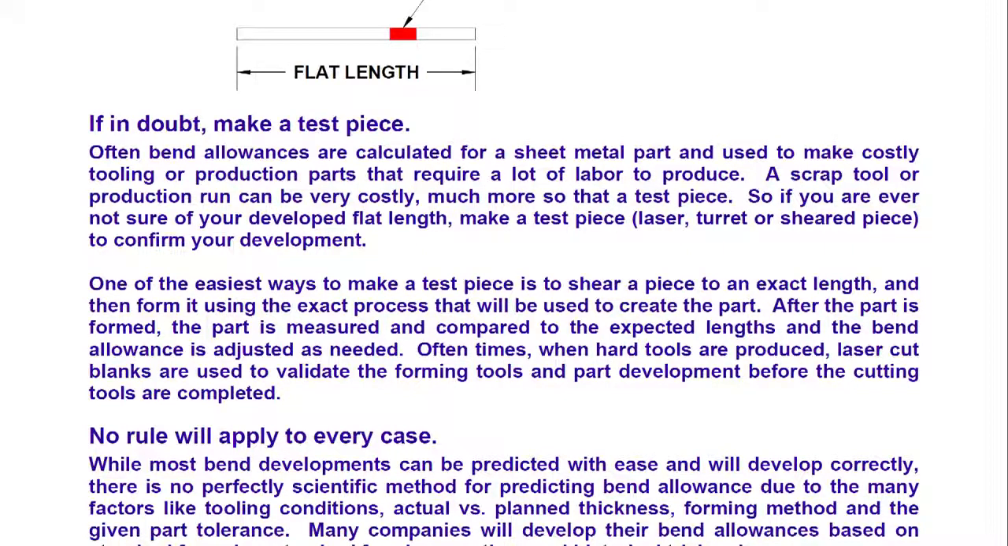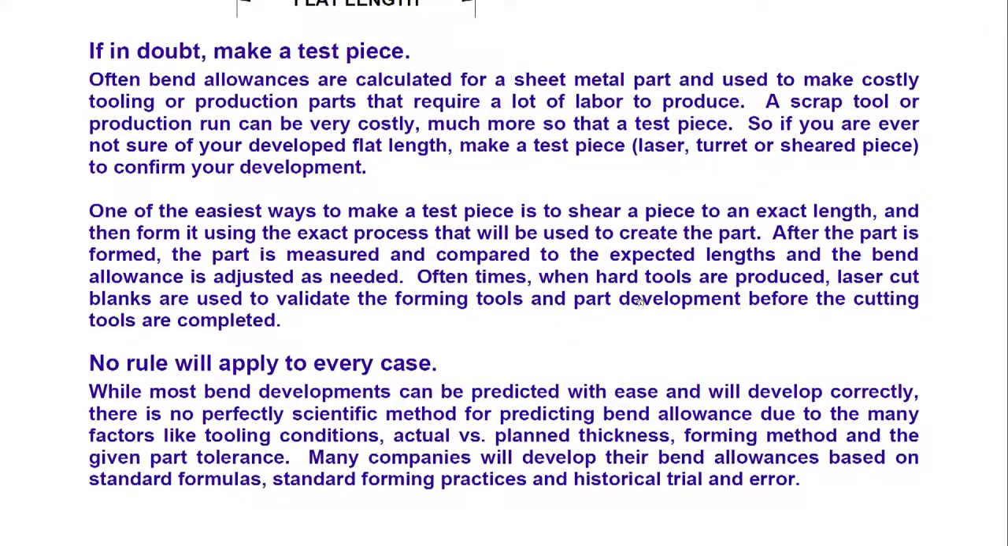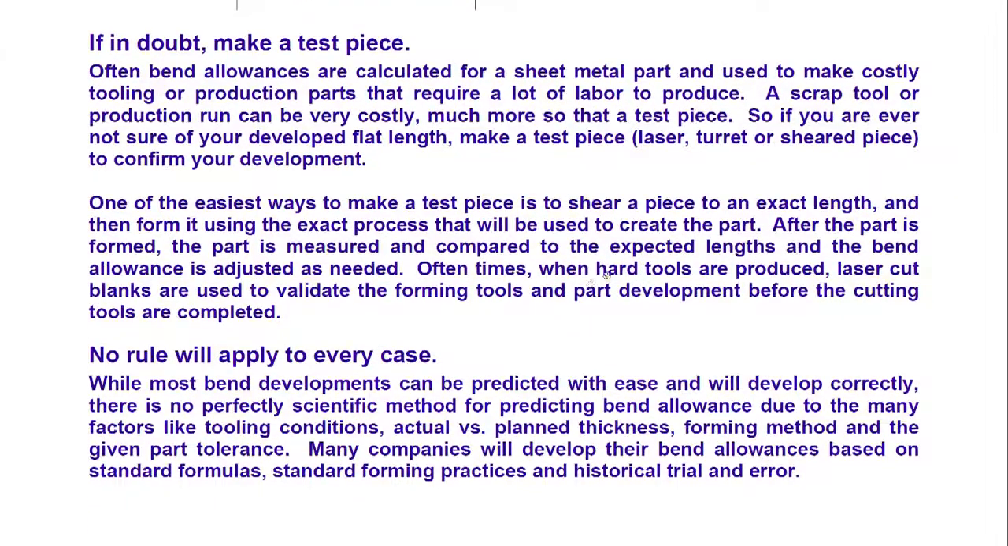In that case, I have asked my colleague to make a small strip which is 20 mm wide by the total thing. One of the easiest ways to make a test piece is shear a piece of an exact length and form it using the process that will be used. After the part is formed, the part is measured and compared to the expected lengths. The bend allowance is adjusted as needed.